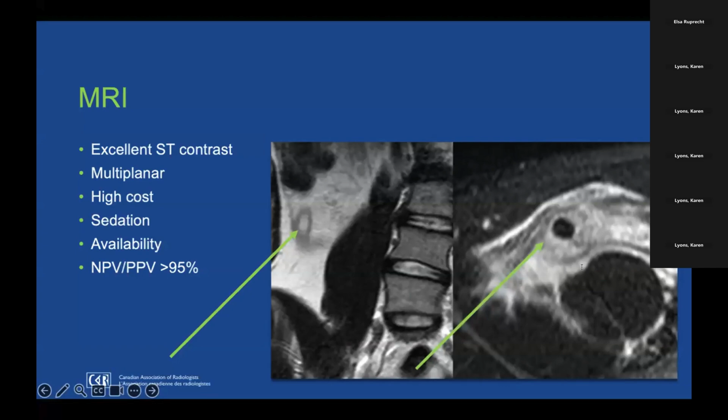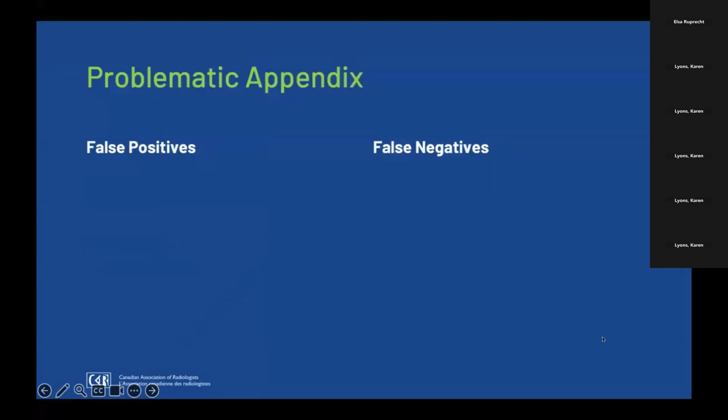Recent studies have shown promise for MRI as a complementary technique after inconclusive ultrasound, or even as a substitute, with very high positive and negative predictive values. And this MRI depicts an example of acute appendicitis with an appendicolith, showing similar findings to what you would see by CT.